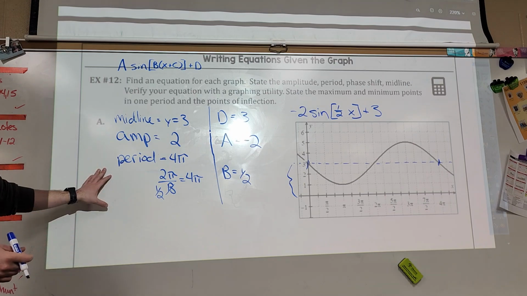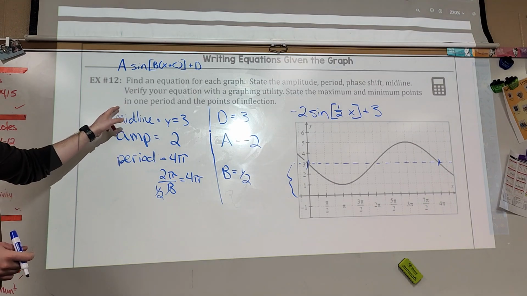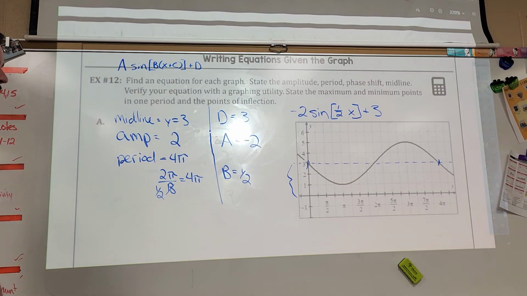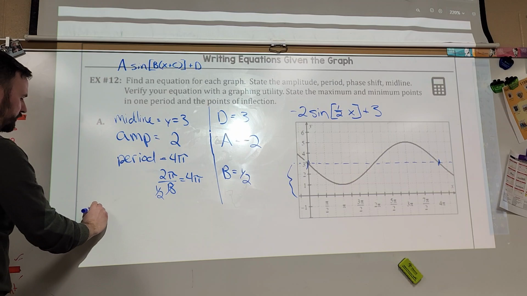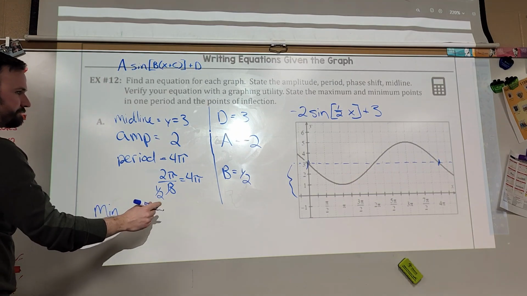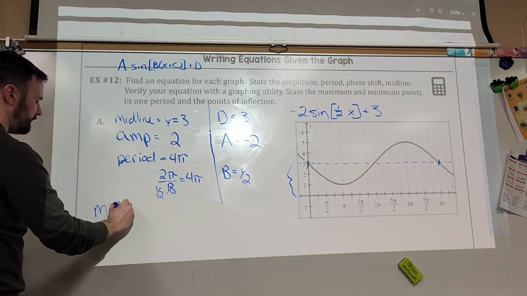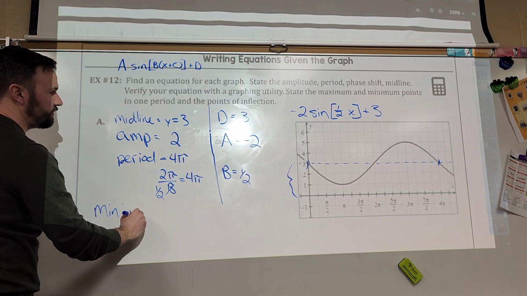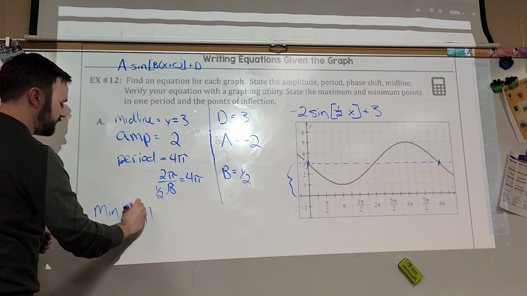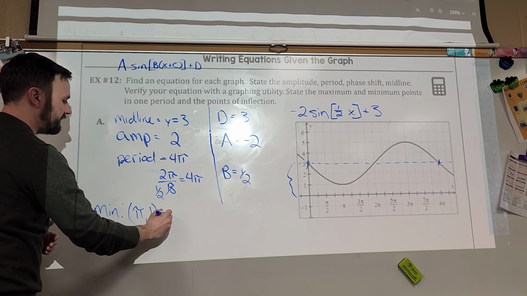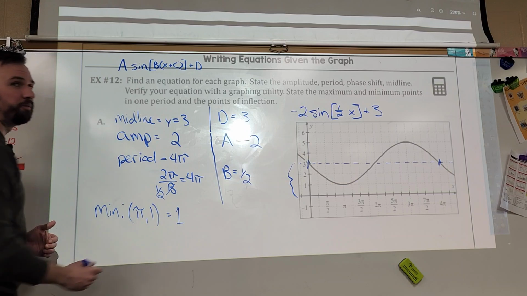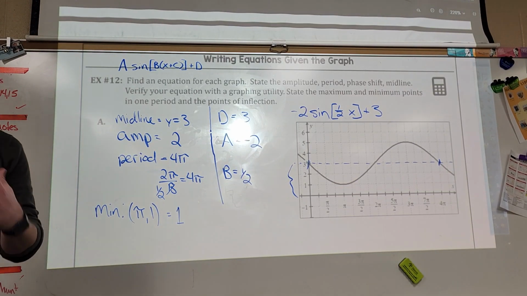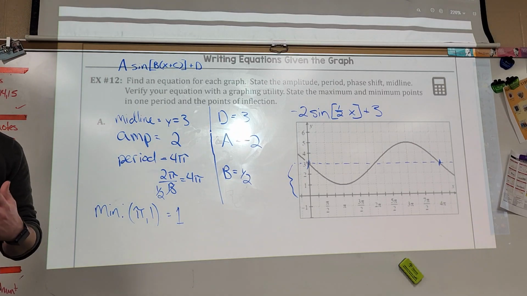Now, what are my min, my max, and my points of inflection? I'm doing this without notes, guys. What's my min? 1. So could I say it's the point? My min is the point pi, 1, but my min value is 1. Does that make sense? What is the minimum value? 1. What point is the minimum? Pi, 1. Remember that these questions matter.